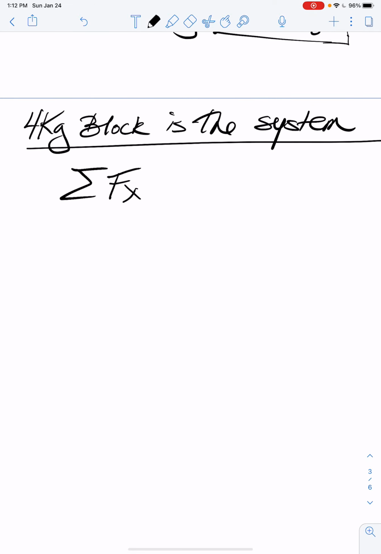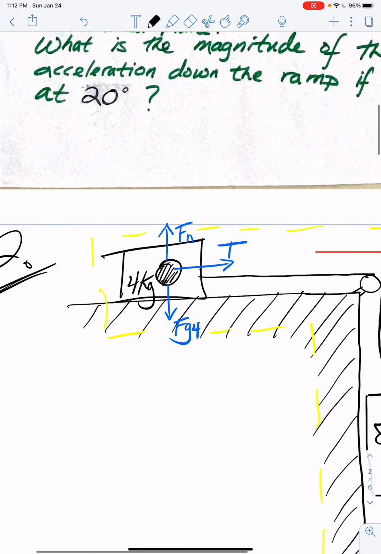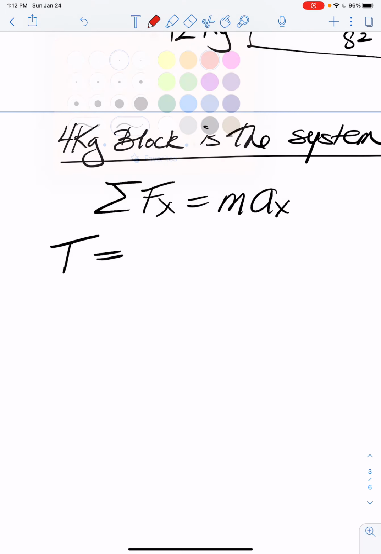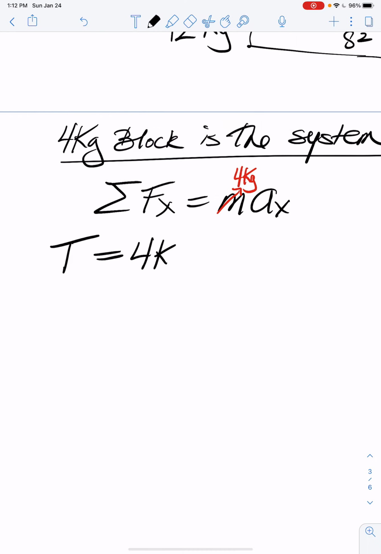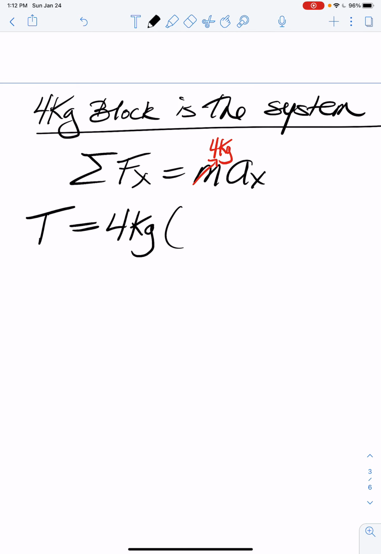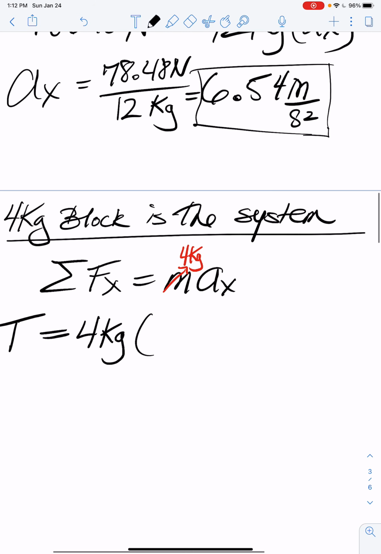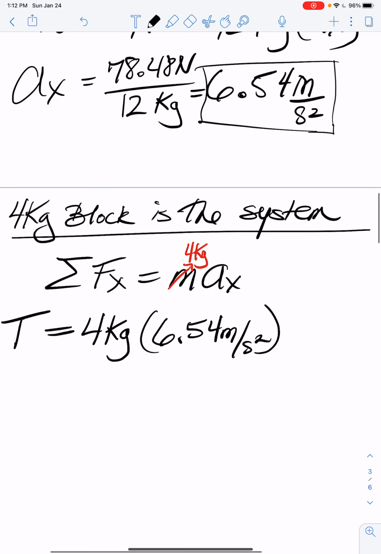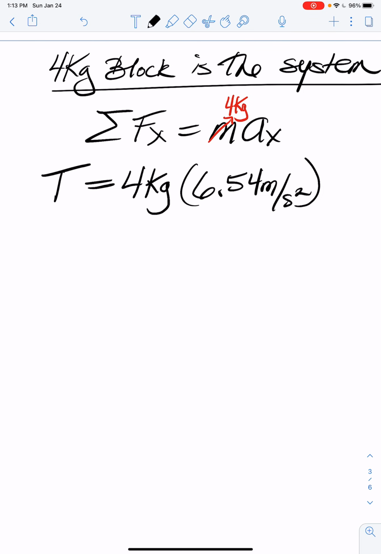So let's say the sum of the forces in the x direction is equal to max. The only x force on the 4 kilogram block we said was tension, and it points in the positive x direction. The mass is just the mass of the 4 kilogram block only, so this is going to be 4 kg. And that's one of the changes of switching the system. The acceleration is the acceleration of both blocks, meaning one block alone has the same acceleration as both blocks because they're connected by that string. So it's 6.54 meters per second squared in the positive x direction. All right, so we're expecting something like this. We do the math, and it gives us 26.16 newtons is our tension.